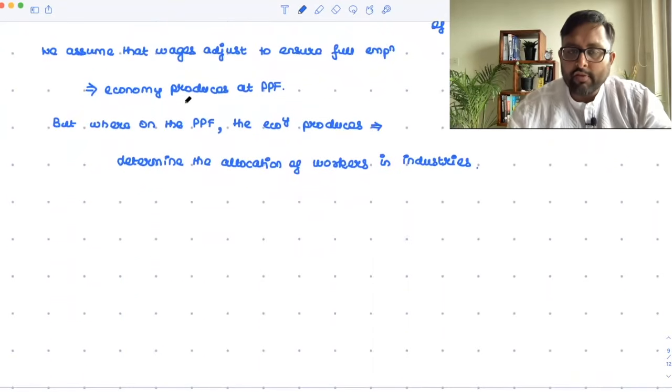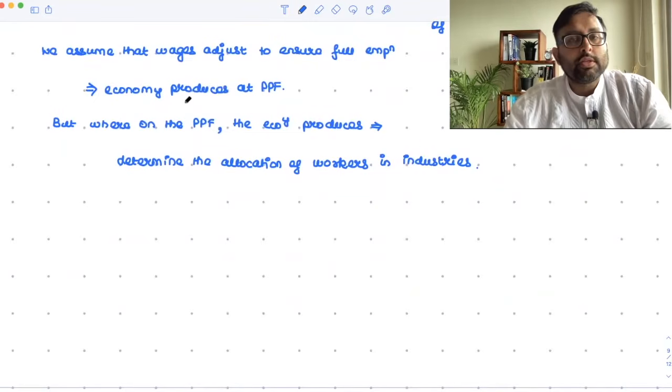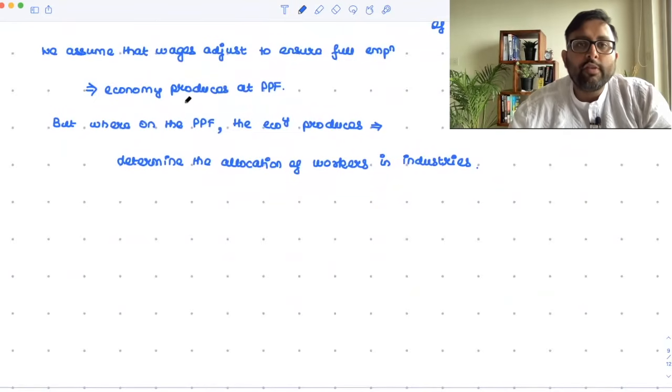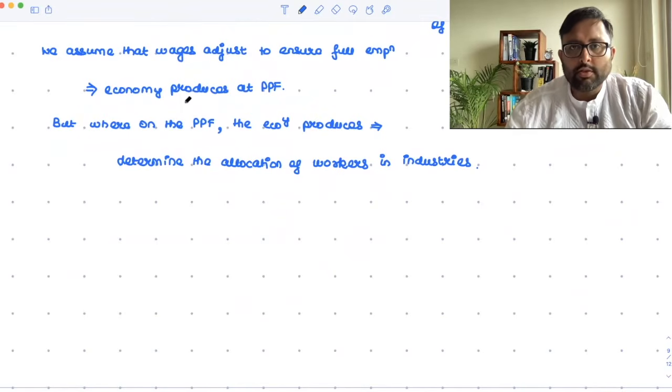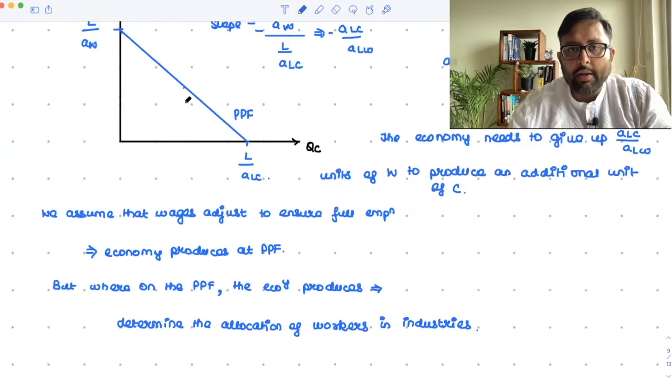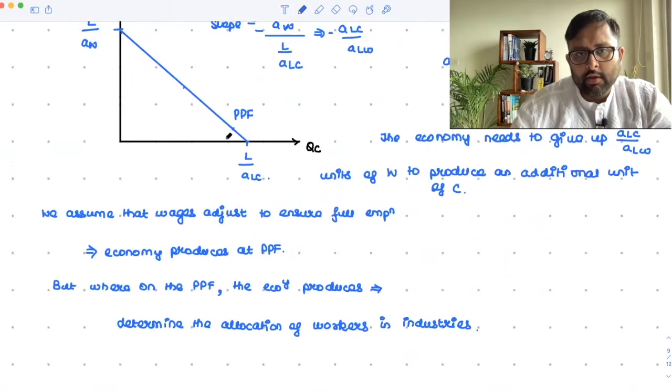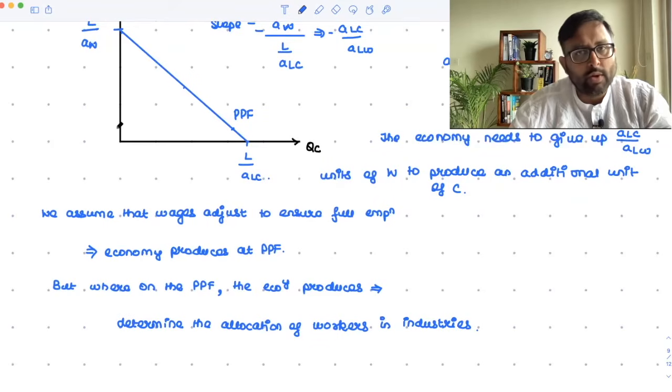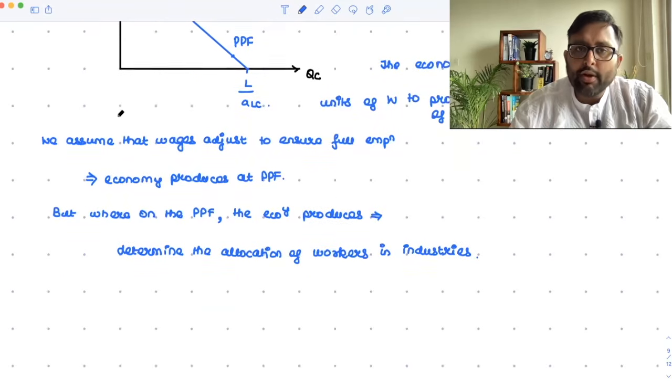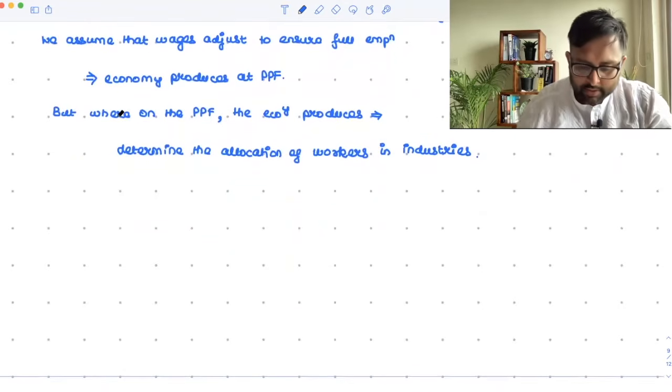So the moment we find out where the economy is going to produce on this PPF, we will be able to determine what is the allocation of labor in the two industries, right? So if, let's say, for example, I'm going to produce here, there is a huge amount of labor which is going in the cheese industry, and very little labor of the economy is going to the wine industry. So every point is going to determine the allocation of labor in the two industries, right?